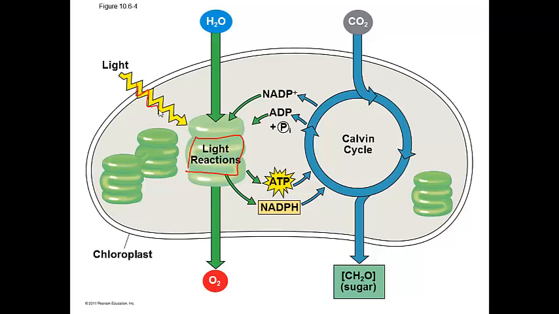If we take a look at the overview of photosynthesis, first we're going to talk about light reactions. Here is where we're obviously going to be using light. We're going to need water. A byproduct of the light reactions is oxygen gas that's going to be released. But we also will be making these energy molecules that will be important to enter the Calvin cycle.